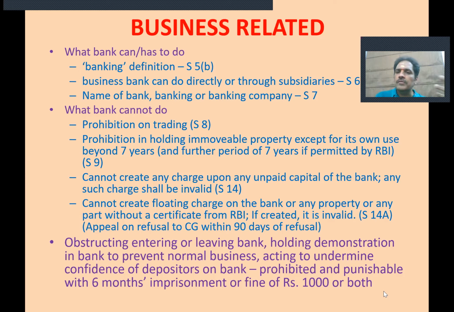Then they are not supposed to be trading in immovable property also. So any immovable property that they receive, they can use for their own use, or they can acquire it for their own use. But anything which they receive, they are supposed to dispose of within a period of 7 years. And in case they are not able to, they can take permission and have a further 7 years for disposal of those immovable properties.